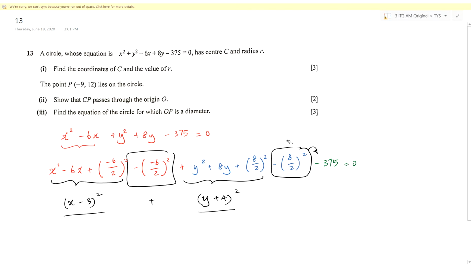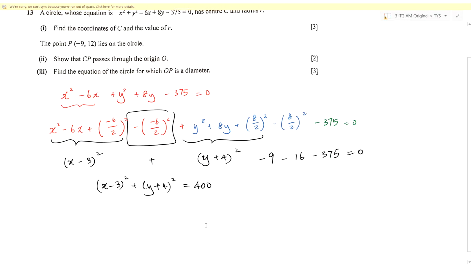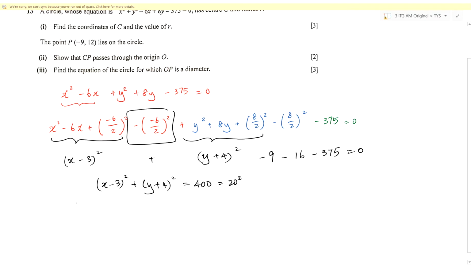So the very first constant term that resulted from the x squares, we have a subtraction of negative 3 and we square it, minus 9. Here we have to subtract 16 and subtract 375. So further simplification, we have x minus 3 square plus y plus 4 square equals to now 9 plus 16 plus 375, 400, which is 20 square.